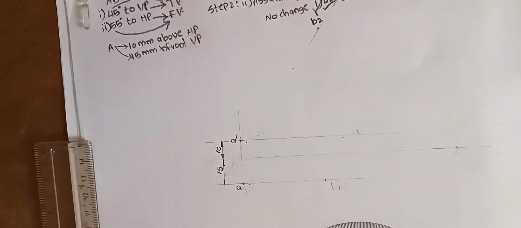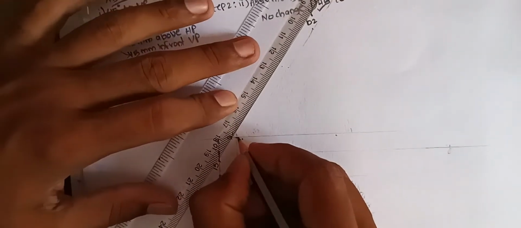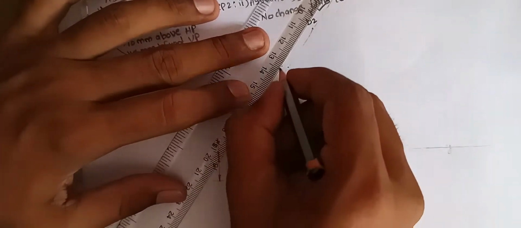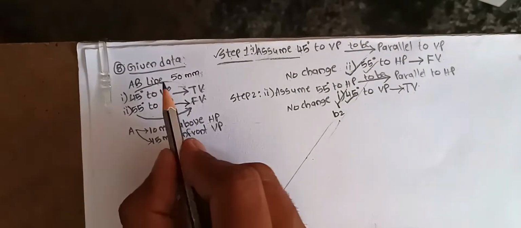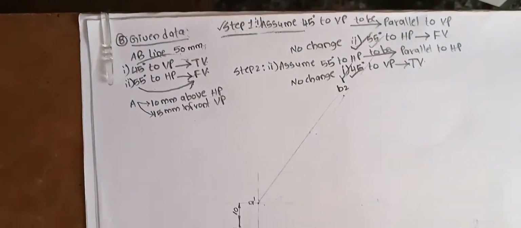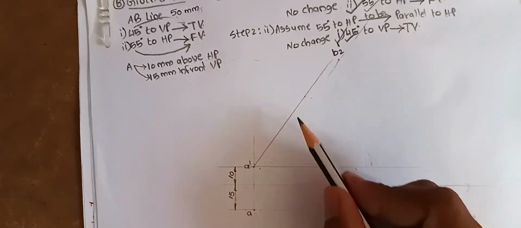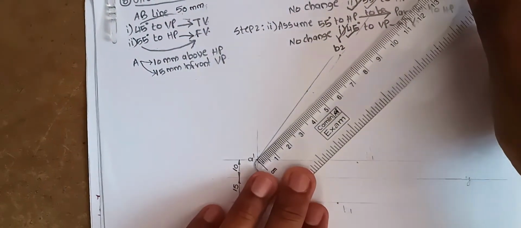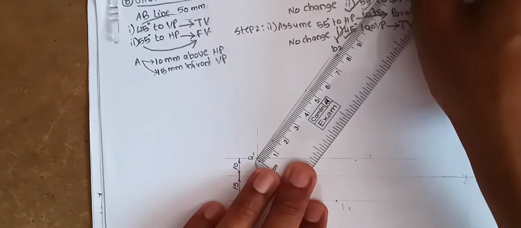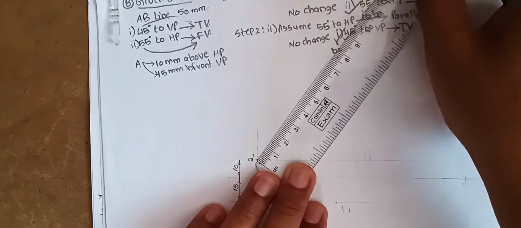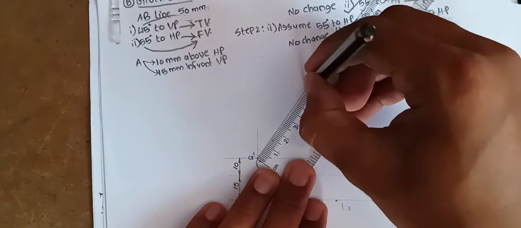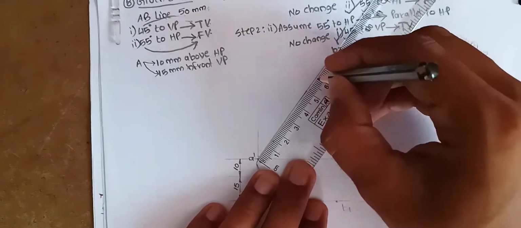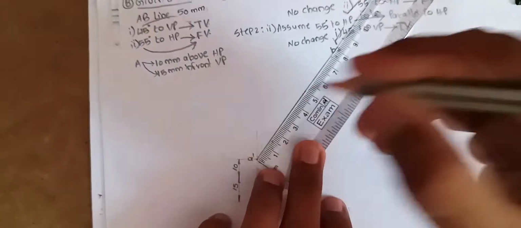Now join those points, students, by using the scale. Now we have to identify the length of that line which had been given in the question, that is 50, students. Take the scale and identify the length of that line as 50. Take that as 50. So that much is the 50 we are having.